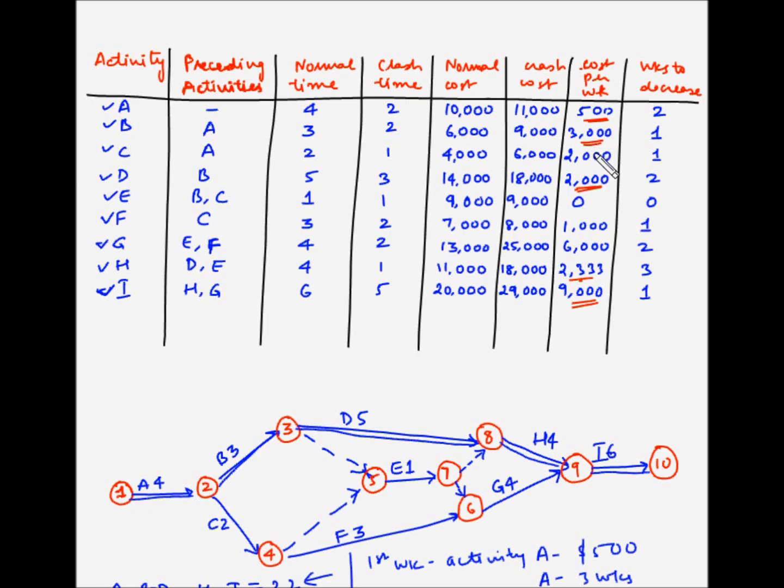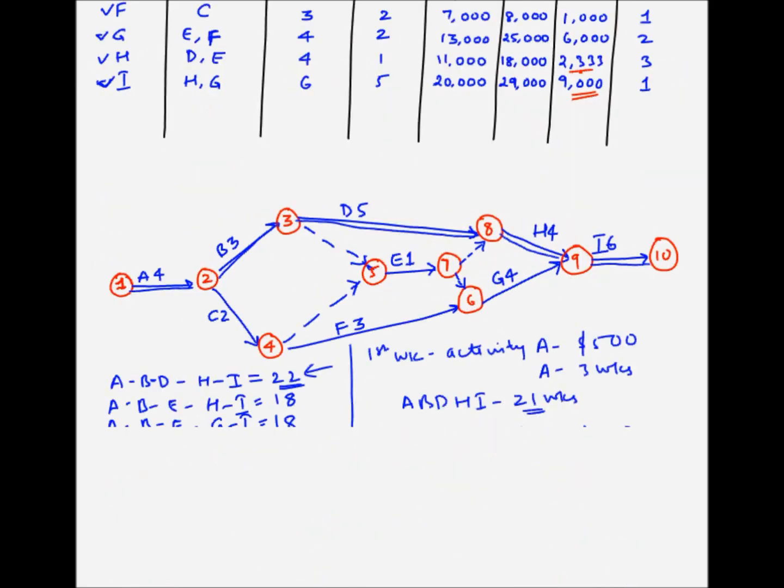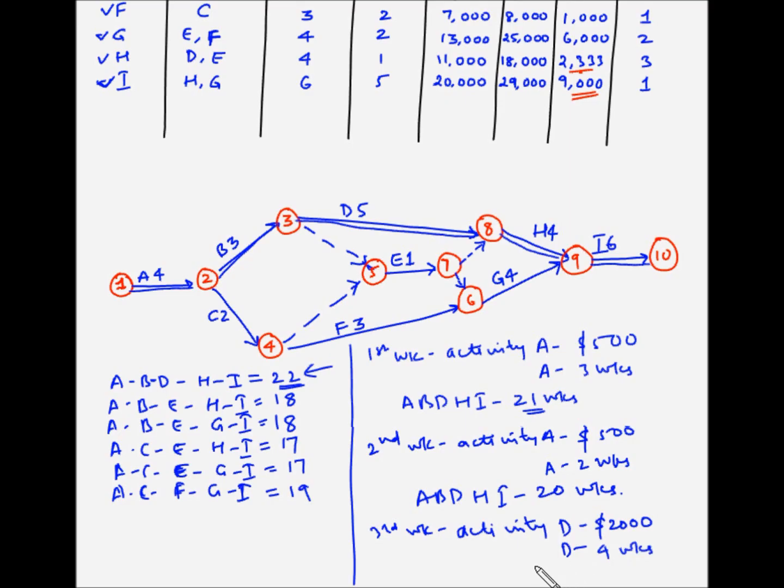So now the options are B, D, H, and I. So now again let's find out which is the cheapest activity for crashing. So activity D appears to have the lowest cost per week for crashing, and we can crash it by another 2 weeks. So let's crash activity D by one more week at a cost of $2,000. So the third week will be activity D at a cost of $2,000. So D, the duration becomes 4 weeks instead of 5 weeks, and the critical path A, B, D, H, I becomes 19 weeks.